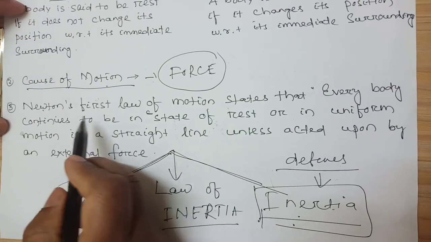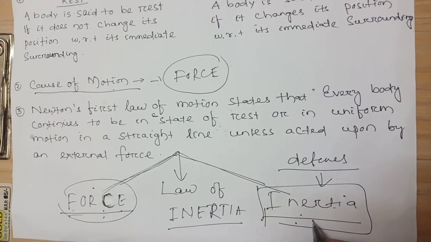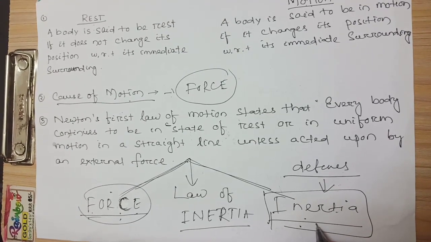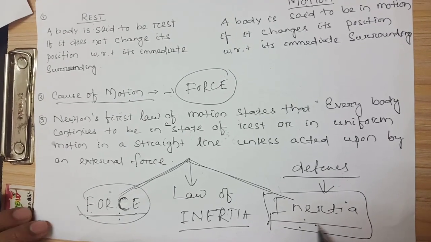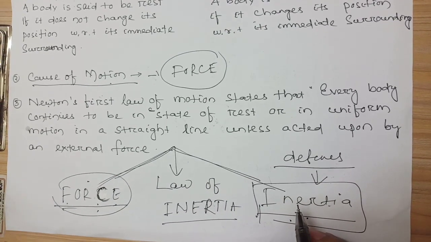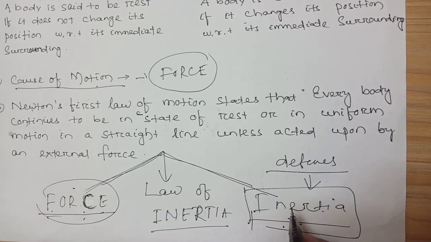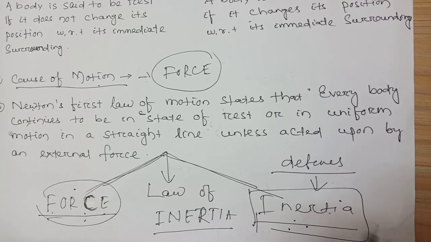So Newton's first law of motion is known as the law of inertia. So what is inertia? Actually, inertia is a property of every body, that every body wants to remain in its original state. Okay. If no force acts upon it, it continues in its original state. Now come to the definition of inertia.